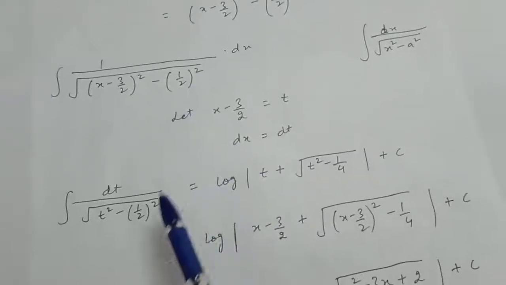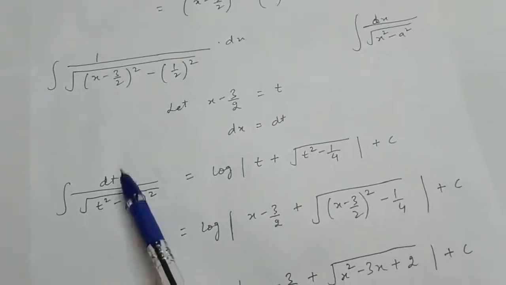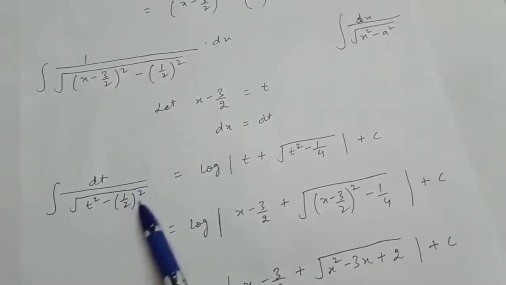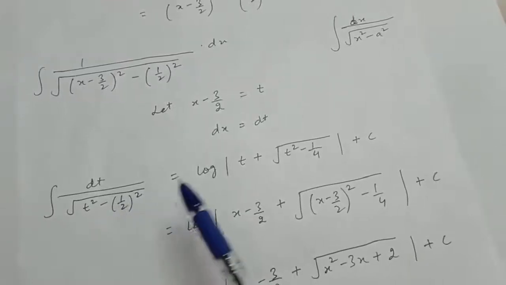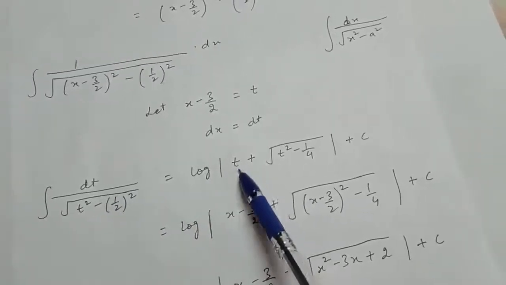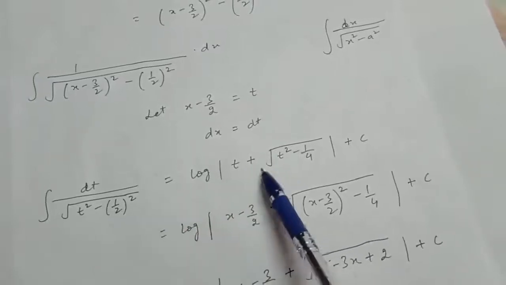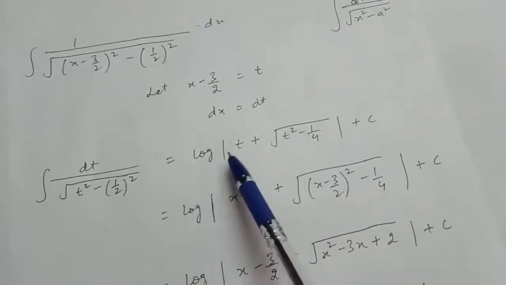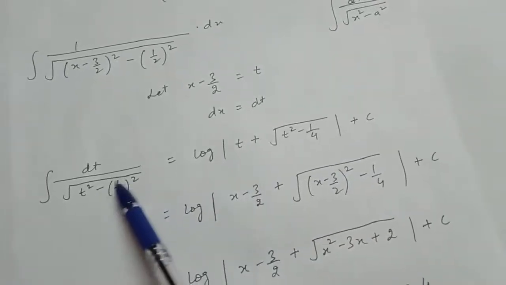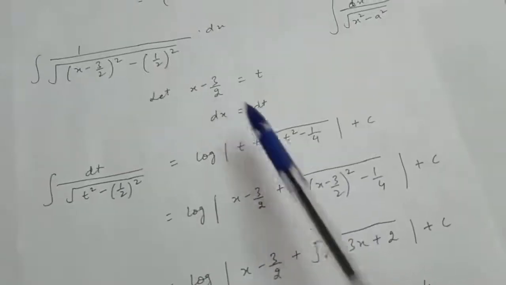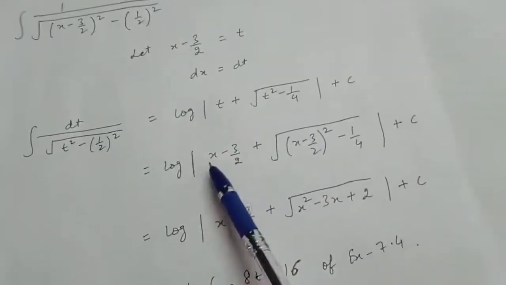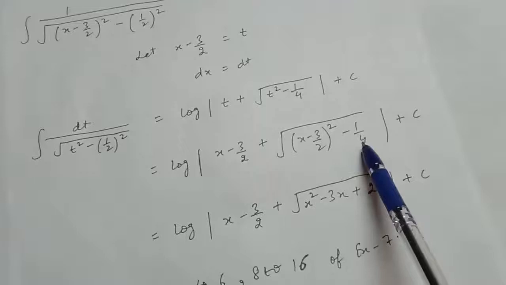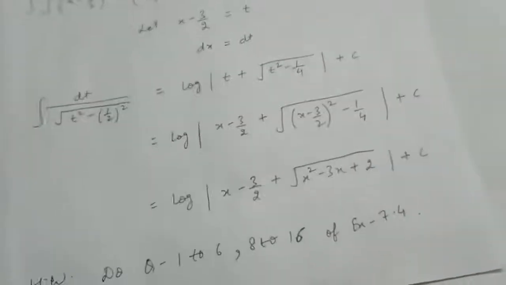Therefore this integral will now change into, in place of dx, dt, and in place of this, root t square minus (1/2) whole square. Now apply the formula of 1 upon root x square minus a square, which is log mod x, here now t, plus root t square minus 1/4, right? Log mod of t plus the same term as it is. Now in place of t you will write x minus 3/2. So this will be log mod x minus 3/2 plus root (x minus 3/2) whole square minus 1/4 plus c, right?